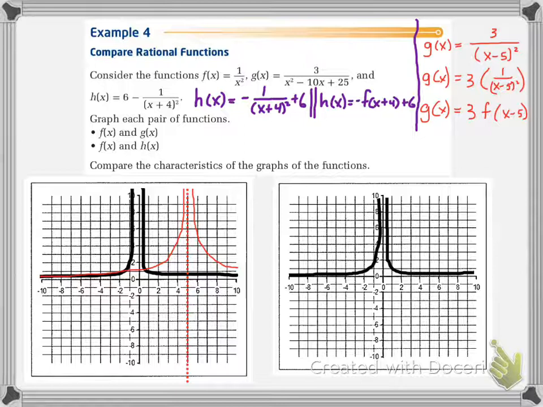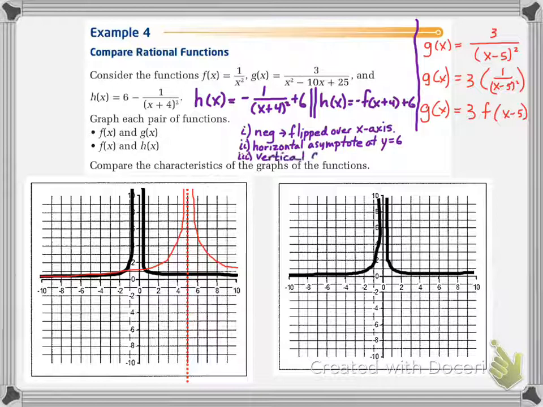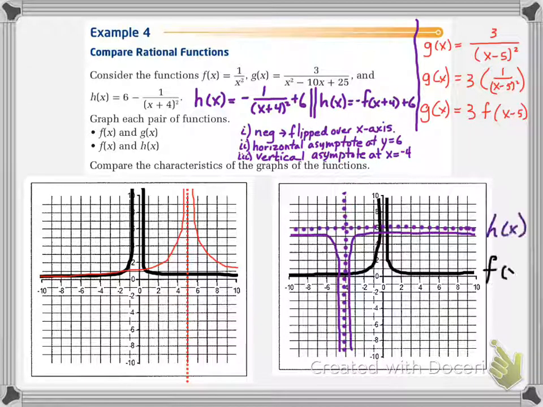So if I plot some points now, here's just writing that out. Negative, flipped over the x-axis, horizontal asymptote y is equal to 6, and a vertical asymptote at x equals negative 4. And if you draw those in, there is our vertical asymptote. Here's our horizontal asymptote. And now when I draw my values in, all on the negative side, so everything will be below 6, that's what it's going to look like. There we go. Again, we have h of x in purple, f of x in black, and g of x in red.